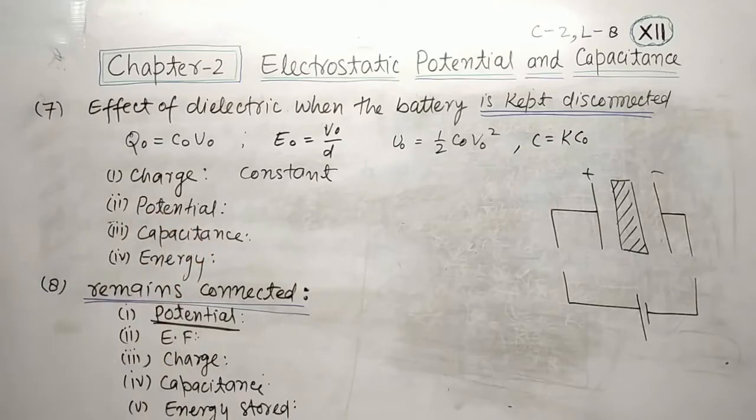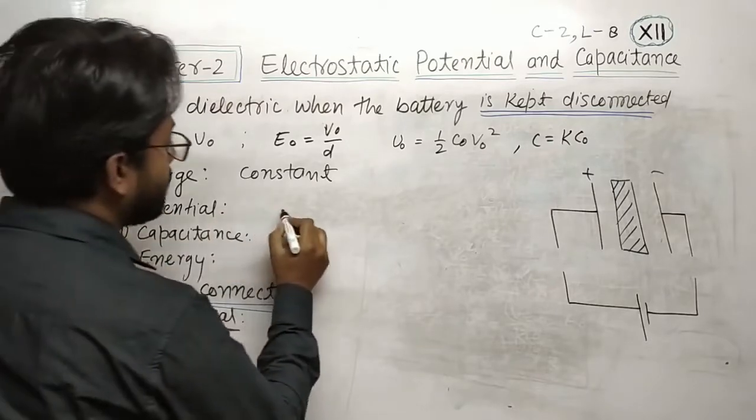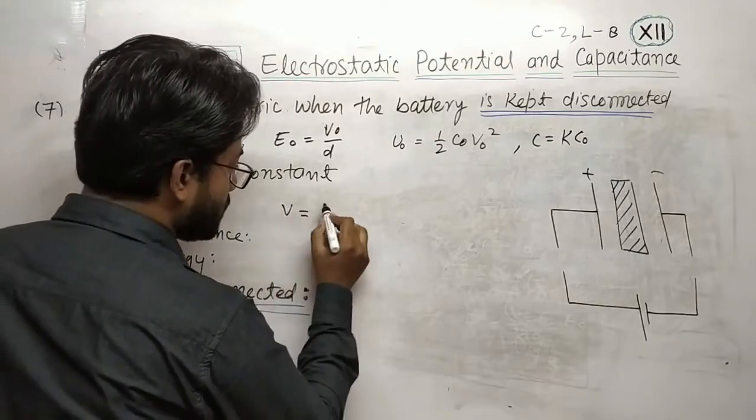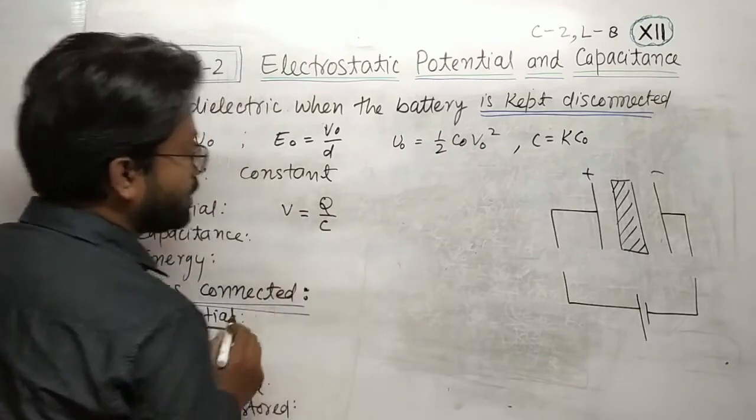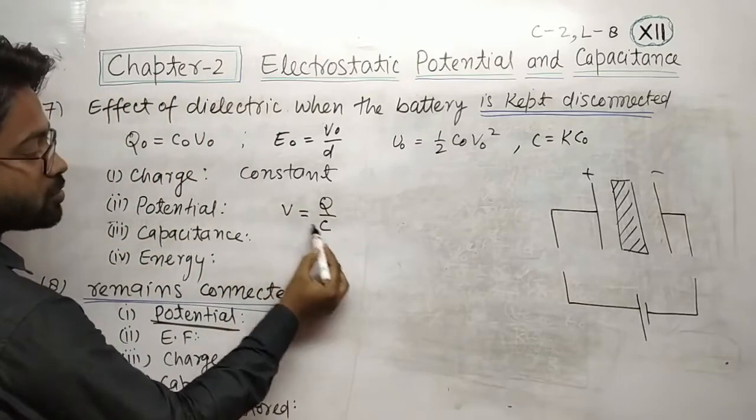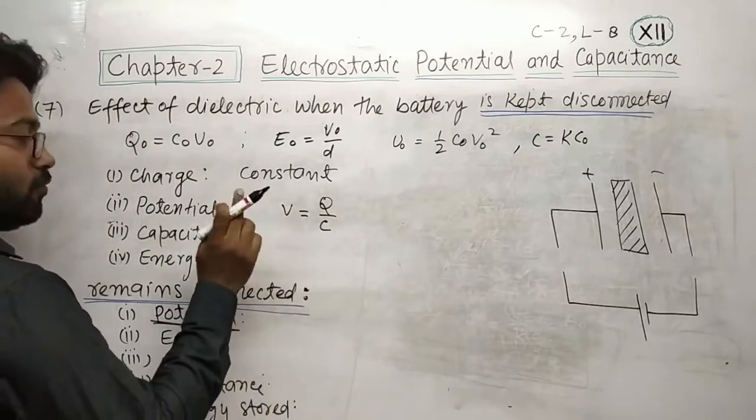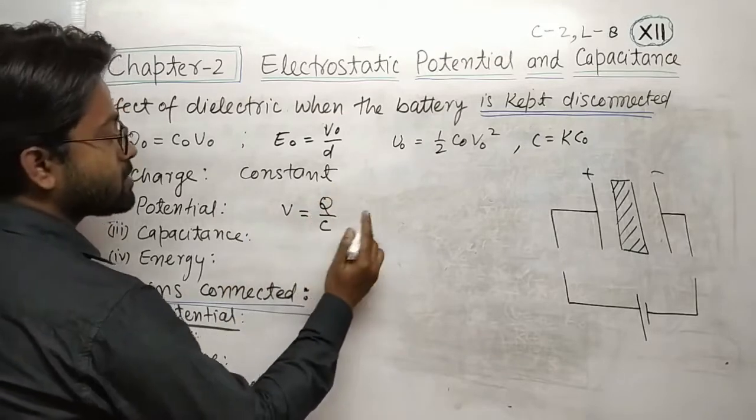Next point is potential. What will happen with the potential? Potential V is equal to Q upon C. We know that Q is equal to C into V, so V is equal to Q upon C.